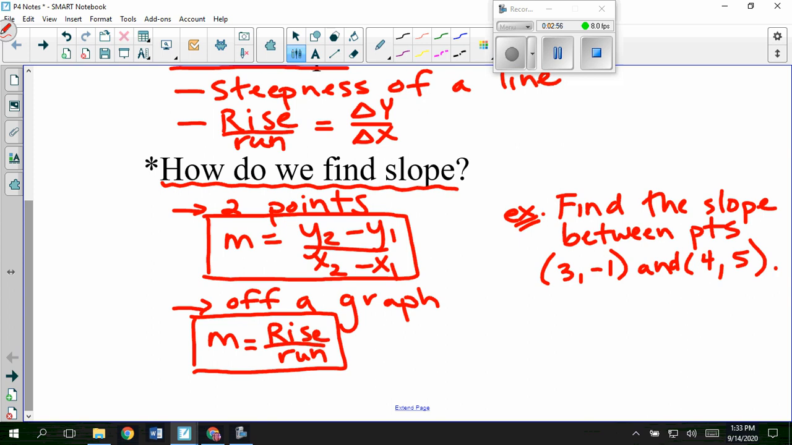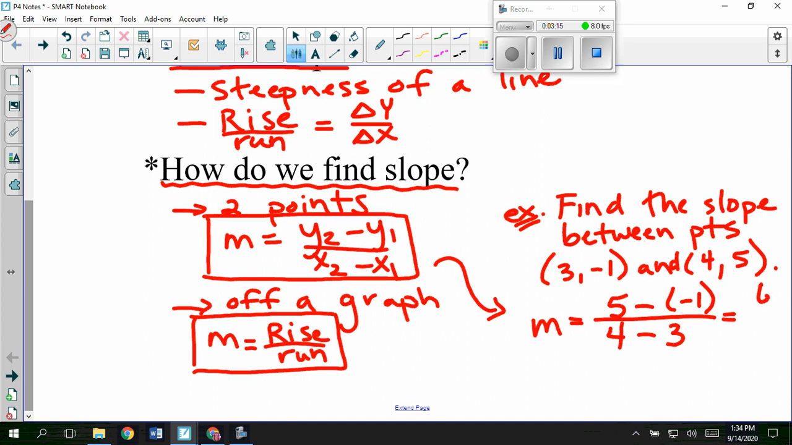Since I'm asking between a couple of points, I'm going to use my formula over here. Just go straight forward. The second y, which is the 5, minus the first y, -1. And then on the bottom, second x minus first x. So on the top, I have 5 minus -1, which is 5 plus 1, or 6. And on the bottom, 4 minus 3. So there's that first slope. We're going to do that a couple more times in some other problems, so hopefully one example is enough to cover there in your note packet.